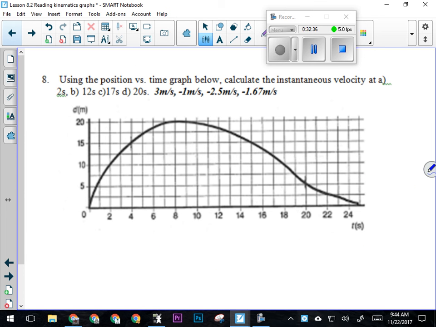Okay, this one is again one I'm not going to ask you anymore because it involves you having to draw the tangent line. If I want to find the instantaneous velocity at any one of these times, let's say 2 seconds, I've got a number here, but I won't get that number. I'll give it a try. If I draw that tangent line that just touches the curve at time 2 seconds, I find the slope of that line. That'll give me the instantaneous velocity.